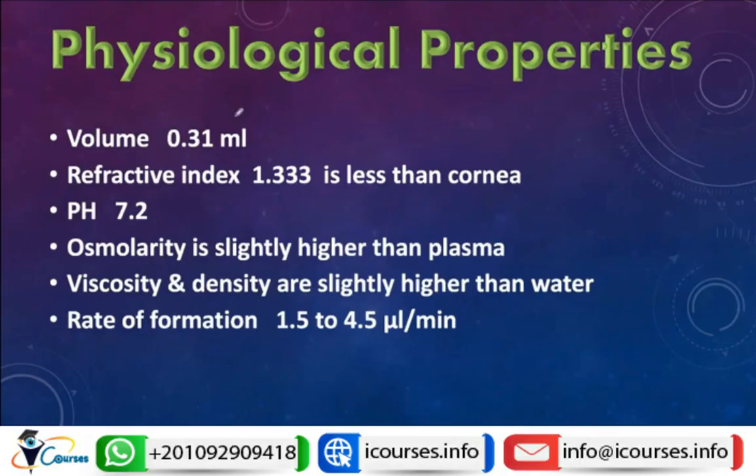Some physiological properties about the aqueous: it has a volume of about 0.3 milliliter with a refractive index of 1.3, so it is less than the cornea. The pH is 7.2. The osmolarity is slightly higher than the plasma, and the viscosity and density are slightly higher than water, and the rate of formation is between 1.5 to 4.5 microliter per minute.